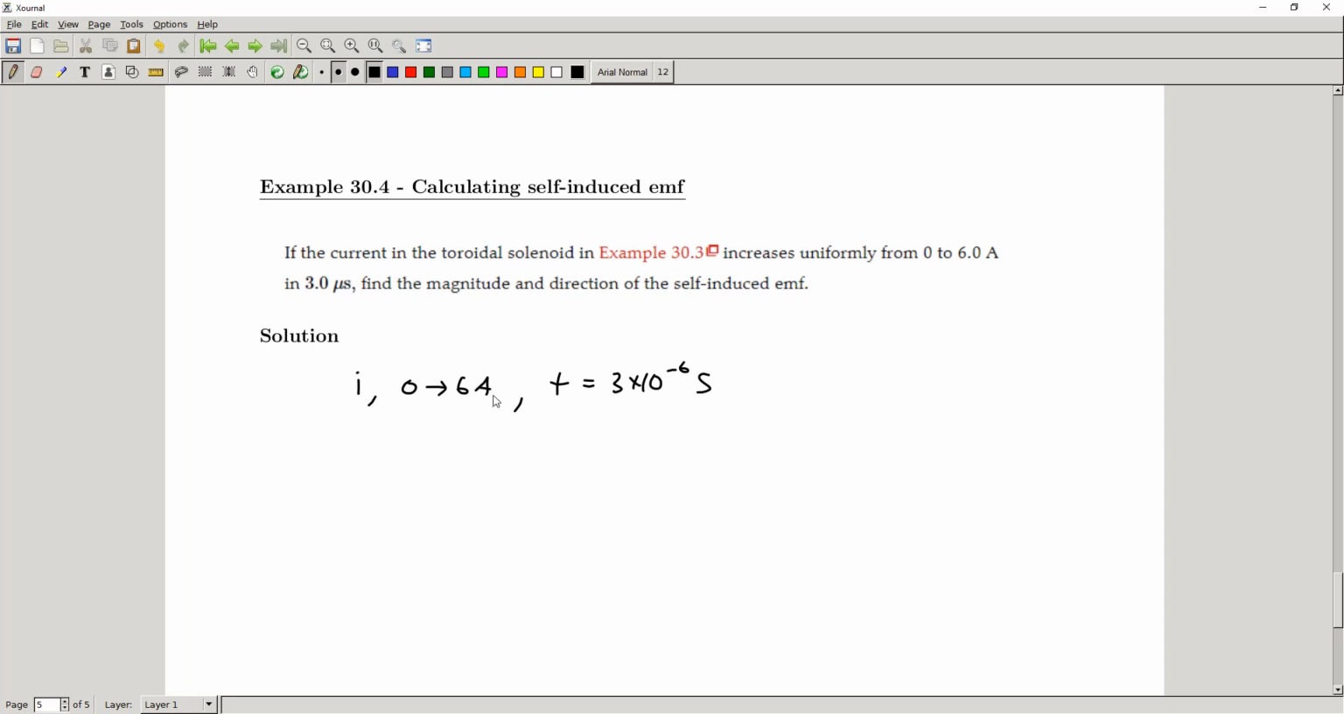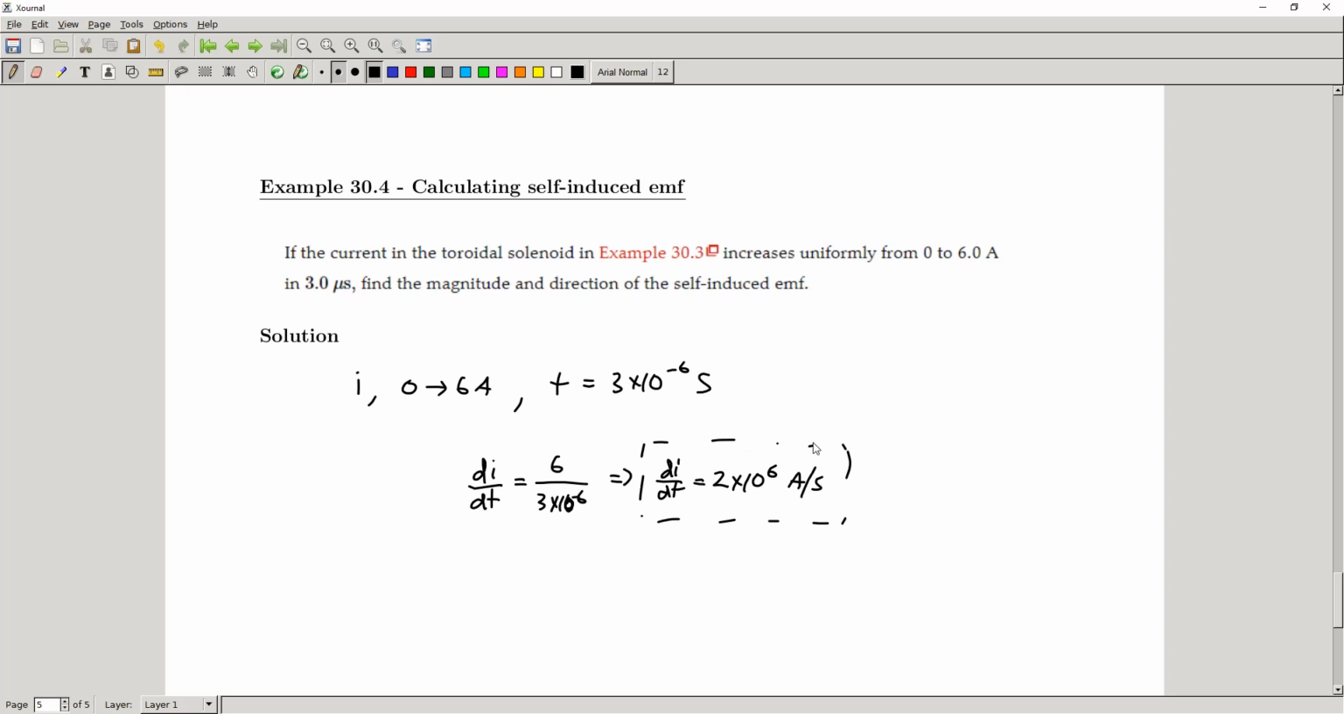So what is this changing I really telling us? Well, because it's doing this uniformly, we know it's true at every point along this time interval. So what it's really telling us is that di dt, the time rate of change of our current, is going to be equal to 6 over 3 times 10 to the minus 6 at every point where this current is increasing. If we do that calculation, we can see that di dt is equal to 2 times 10 to the 6 amps per second. So that'll be useful to know.